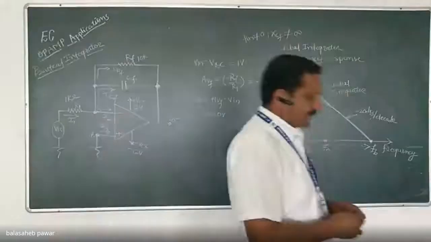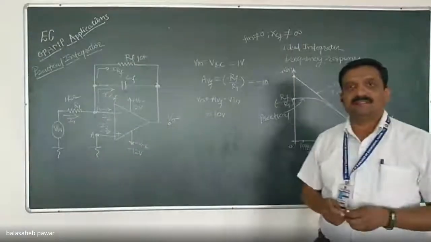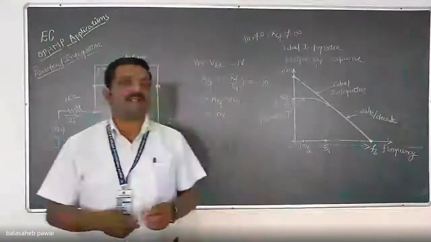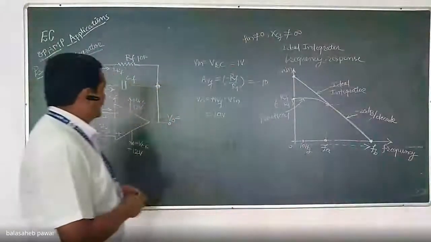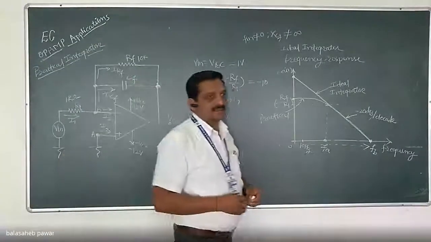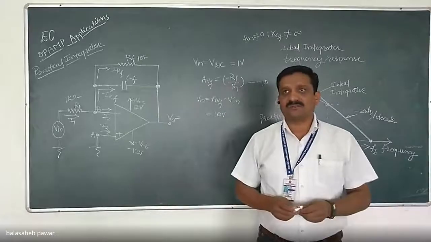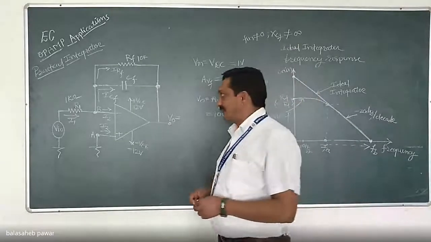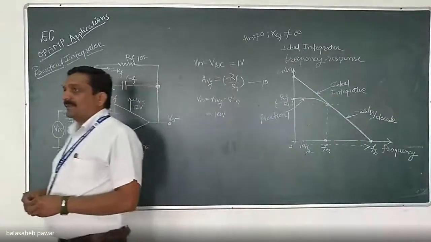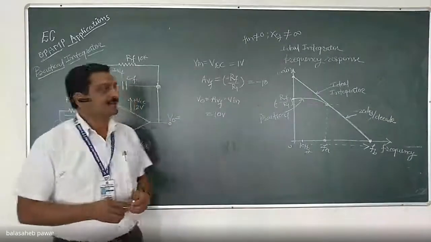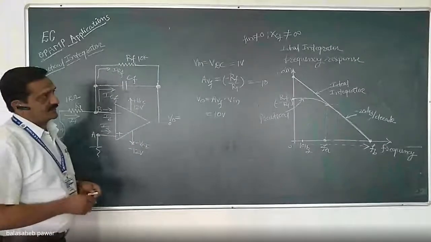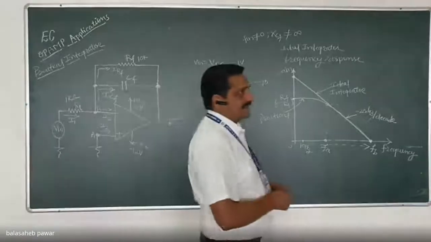Okay, so yesterday we already started the next topic, and that is the integrator. The basic construction of the integrator, then its working, then the limitations, or we can say the drawbacks of the ideal integrator, we discussed yesterday. Later, to overcome those drawbacks, we discussed the practical integrator. So what is the basic difference between practical and ideal integrator?